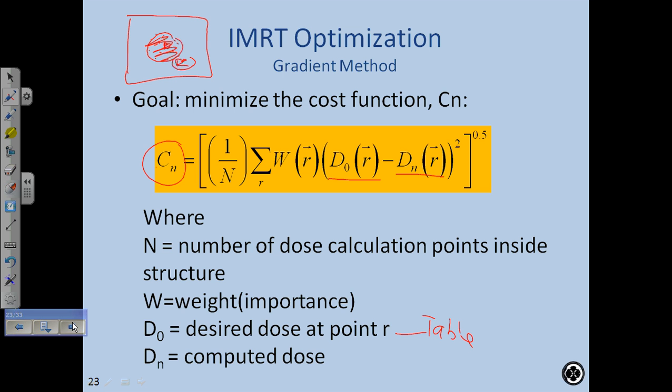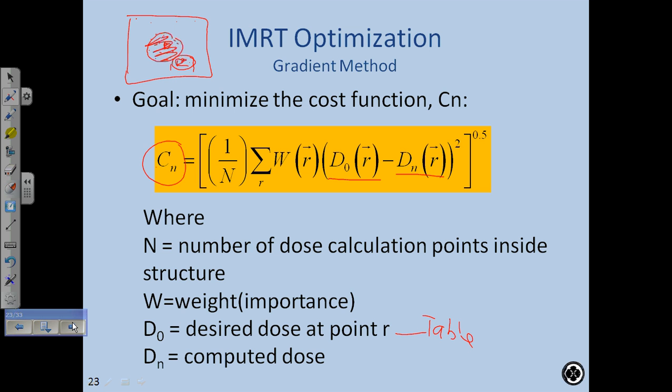And so once it calculates that dose, it says, I need to do something to each of those beamlets. I'm going to change each of those beamlets. Well, obviously it's going to make the beamlets that cover the rectum, it's going to reduce the intensity of those beamlets. And it's going to maybe increase the ones around the PTV. So that's what it's going to do in that first iteration.